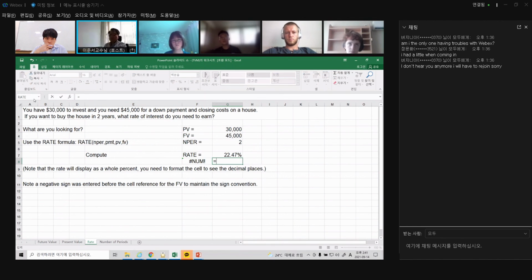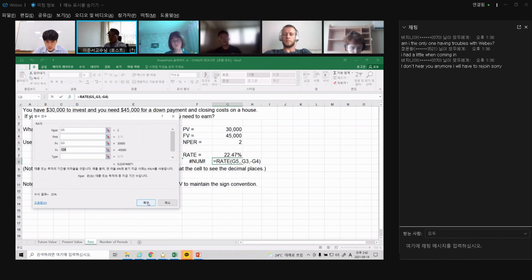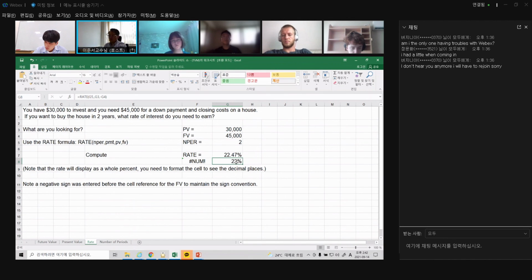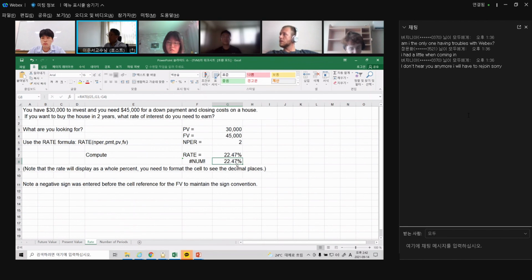Let me do it again. For the interest rate, the number of periods is 2 years. The present value is $30,000. We can consider the future value as a cash outflow, so we need to add a negative sign in front of the future value. If you click confirm, then 22%. If you extend the cell to 2 decimal points, then 22.472%, right? So we get the answer for the interest rate, 22.47%.